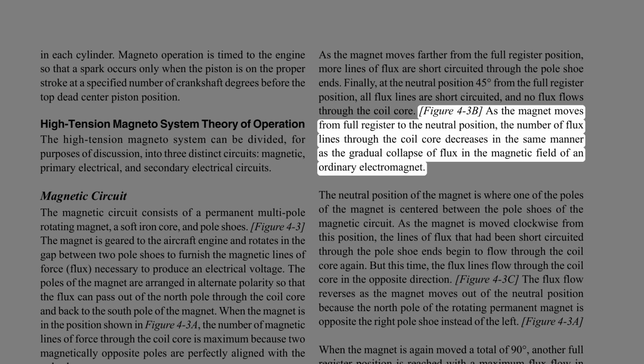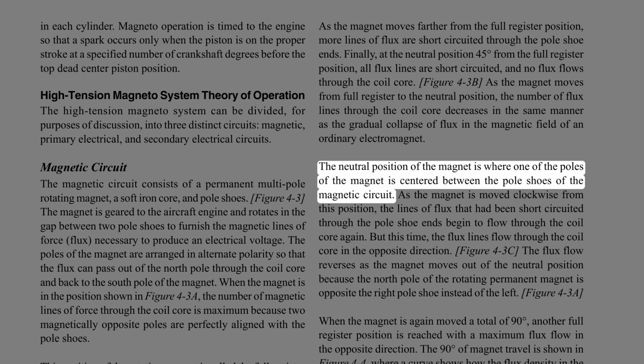Figure 4-3b. As the magnet moves from full register to the neutral position, the number of flux lines through the coil core decreases in the same manner as the gradual collapse of flux in the magnetic field of an ordinary electromagnet. The neutral position of the magnet is where one of the poles of the magnet is centered between the pole shoes of the magnetic circuit.